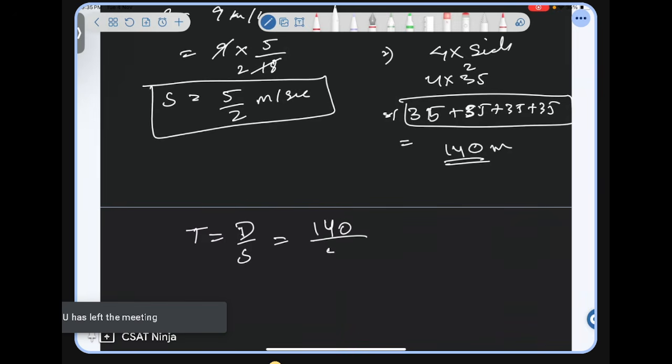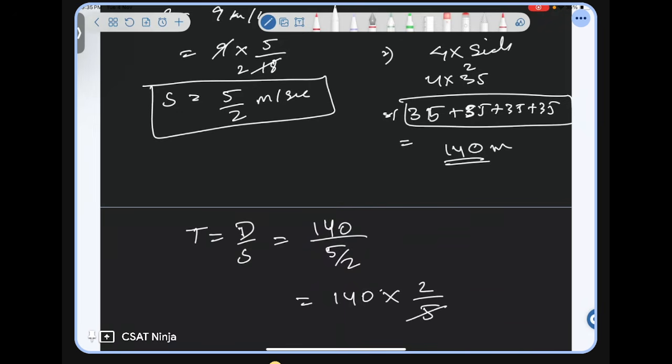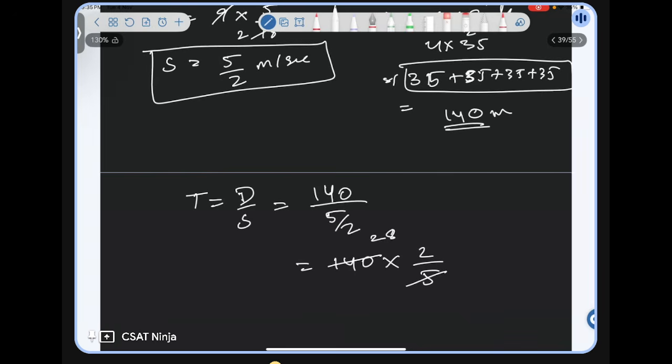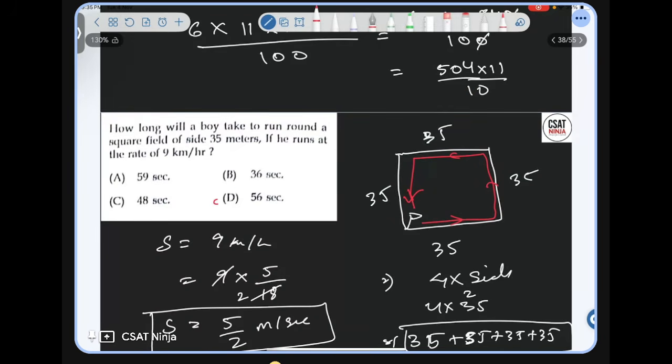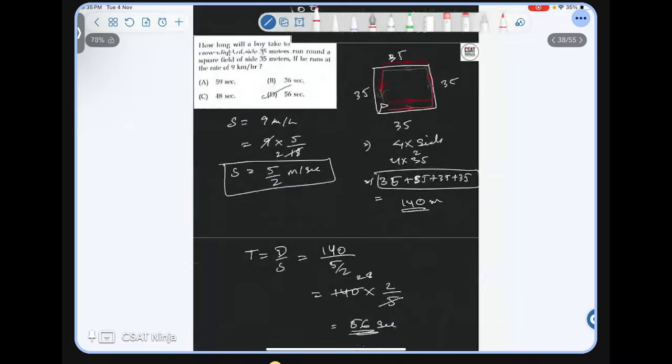Distance is 140, if my calculation is not wrong, divided by speed, which is 5 divided by 2. If you have a fraction in the denominator, we write the reciprocal of that. Reciprocal of this one is 2 divided by 5. 5 2s are 10 and 5 8s are 40. 28 into 2 is how much? Can I say it's 56? 56 second is the answer. Is it in the options? Yes, option number D, which is 56 second. Are we clear with that?